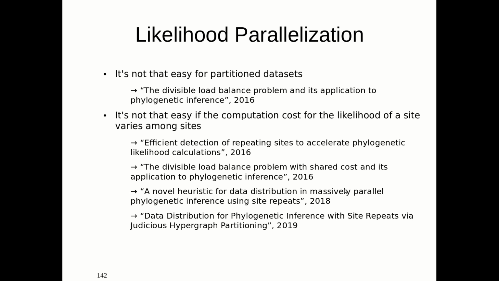And then this generated a lot of data distribution problems, parallel load balance problems that we're currently still fighting with. Just keep in mind that, in principle, the parallelization approach looks very easy, but if you have partitioned data sets, it gets more complicated, although this is essentially solved because we found a very nice algorithm that solves the problem. And if the cost of computation per site actually varies, so the calculation cost between sites is not independent anymore, then it gets really complicated.